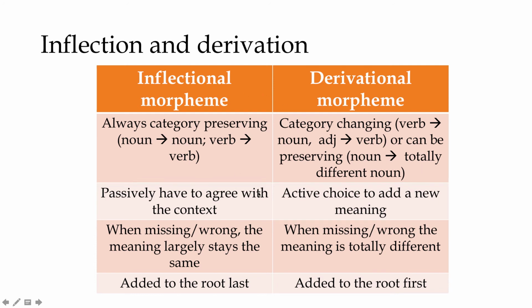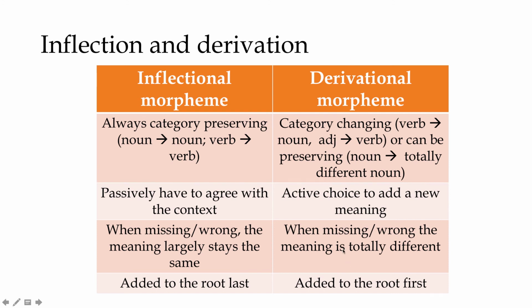Inflectional morphemes passively agree with the context. If it's a plural person doing the verb, then the verb has to agree in number with the subject. Whereas a derivational morpheme is an active choice on the part of the speakers to add or to convey a brand new meaning. If an inflectional morpheme is missing or if it's wrong, the meaning is still understood. It's still understandable. I have 2 cookie. You understood what I said, even though I maybe should have said I have 2 cookies.